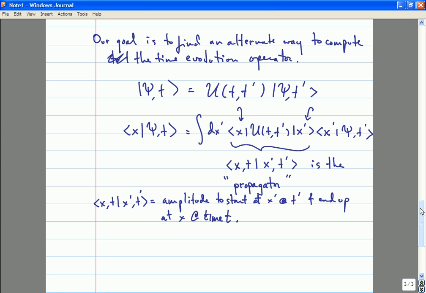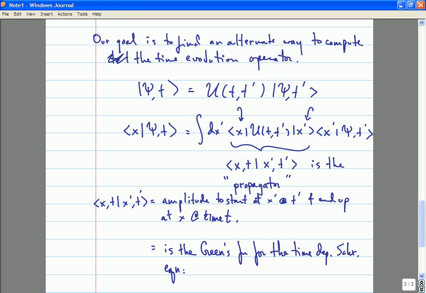So in physics, we often give a special name to those functions which you can use to solve the equations of motion by performing an integral of this sort. We call them Green's functions. And in particular, this is the Green's function for the time-dependent Schrodinger equation.